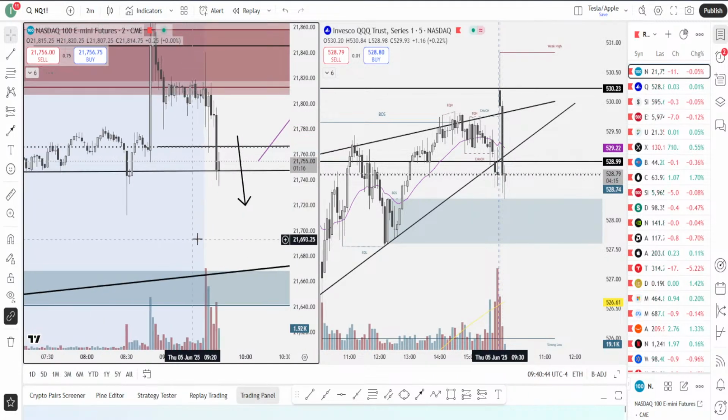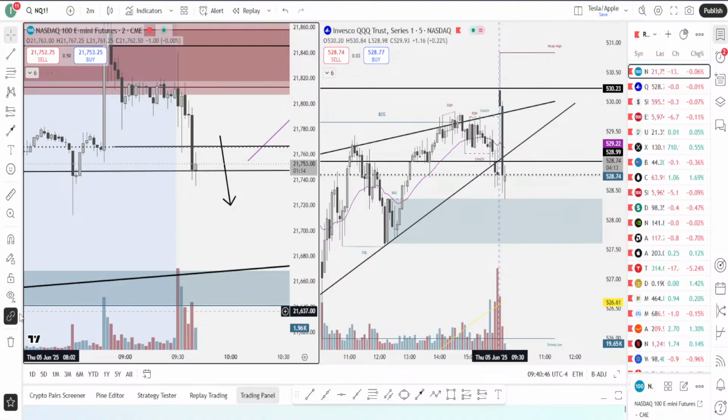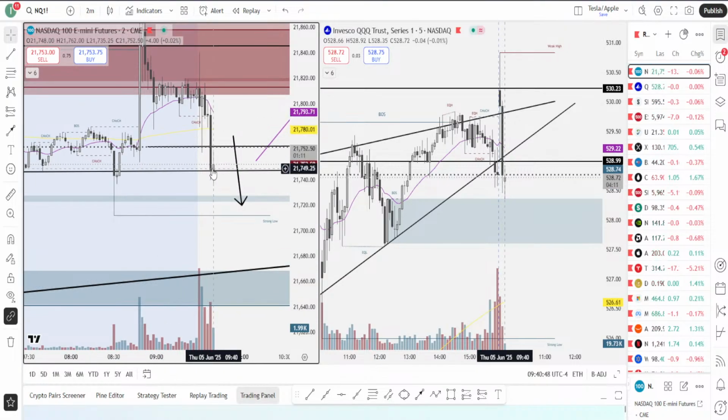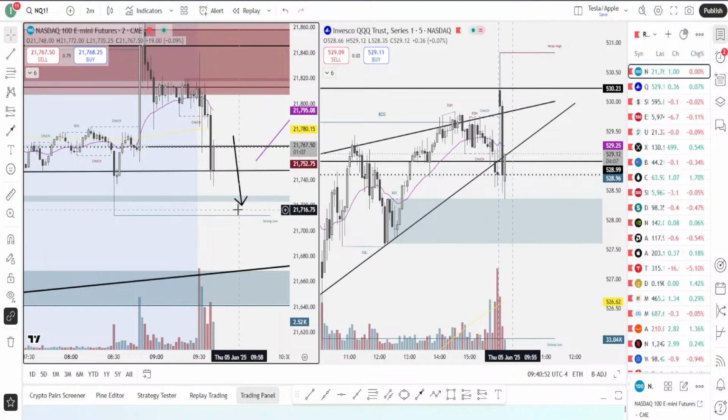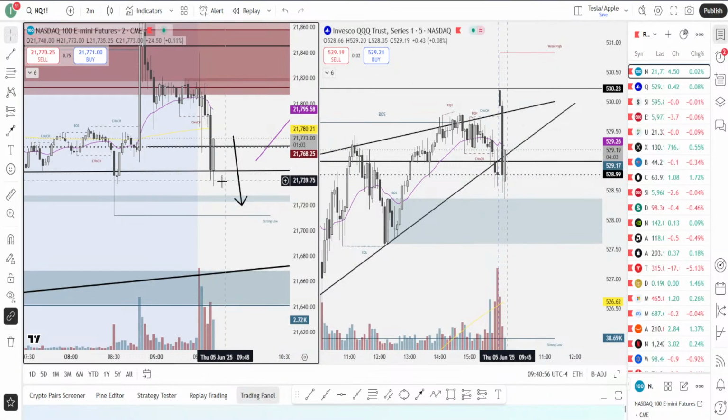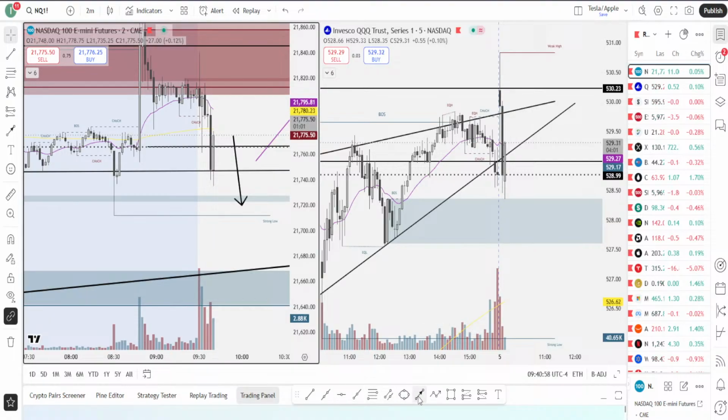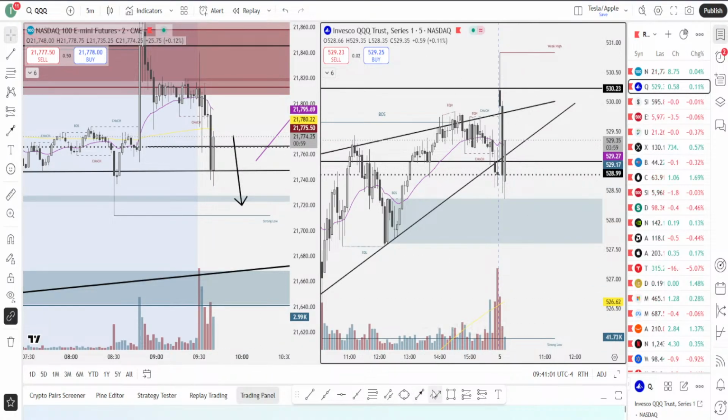Take a quick look at the 2-minute. We got some strong bears right here. Oh shit, bias is popping it up. So you see, I got out as soon as I saw the QQQ hit this demand zone here.